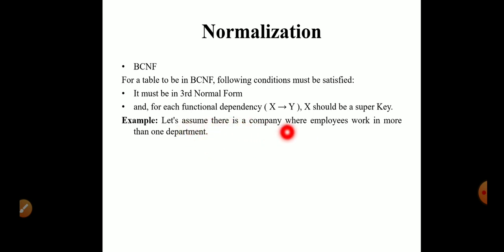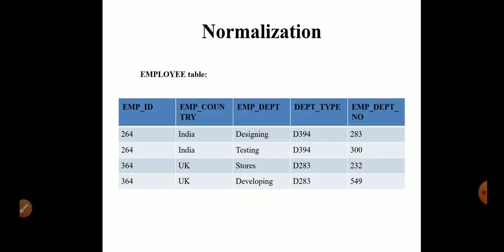Let's assume there is a company where employees work in more than one department. So we'll take the employee table. It consists of attributes employee ID, employee country, employee department, department type, and employee department number. Here 264 and 364 work in different countries in different departments.